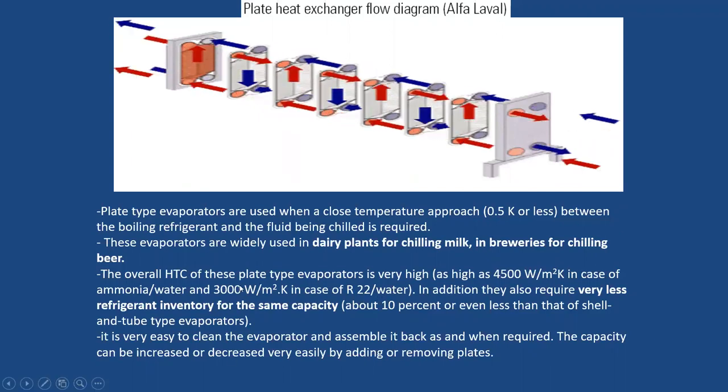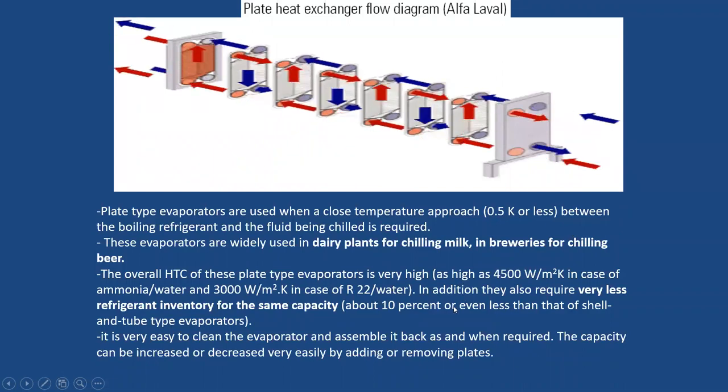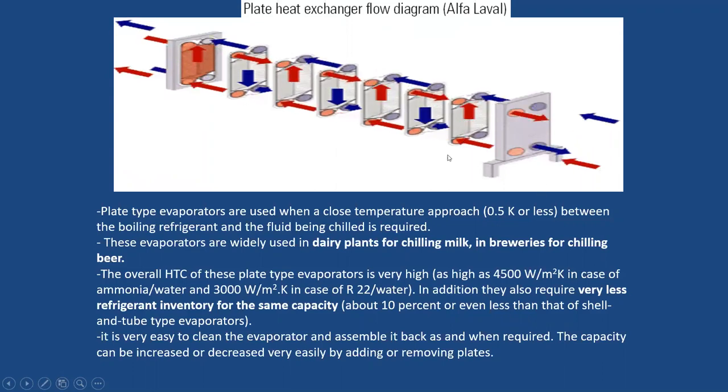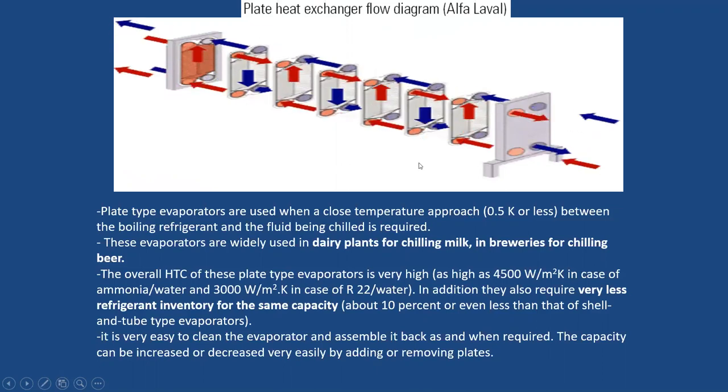The overall heat transfer coefficient of a plate type heat exchanger is very high because most of the plates are perforated plates. So a very high heat transfer coefficient can be maintained. In addition, they also require very little refrigerant inventory. The refrigerant quantity required is about 10% or even less than that of shell and tube. It is very easy to clean because we can easily dismantle all the plates. We can increase the capacity by increasing the plates as well, and we can clean it by disassembling the plates. The capacity can be increased or decreased very easily by adding or removing plates. This is about the plate type heat exchanger.